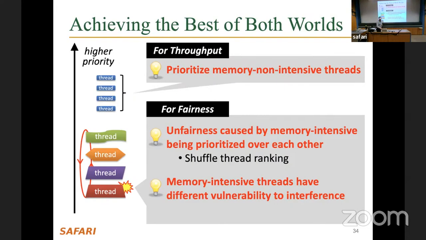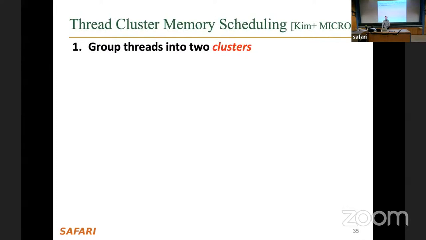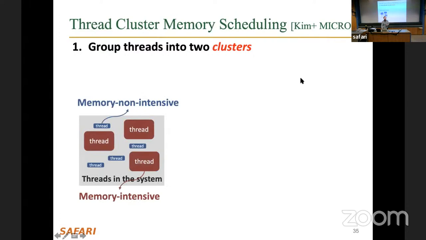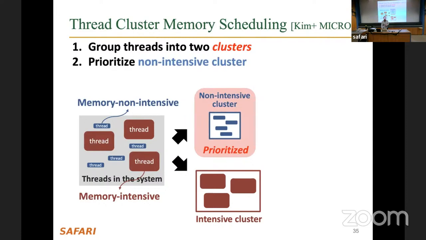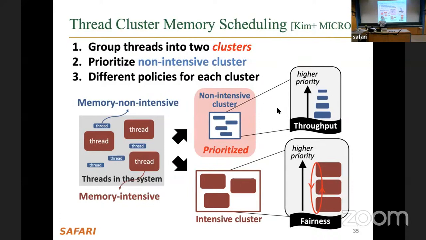Okay, I've discussed asymmetric shuffling. Okay, so basically here, it's a more complex memory controller. It groups threads into two clusters, memory non-intensive and memory intensive. And it basically prioritizes the non-intensive cluster over the intensive cluster and employs different policies in each cluster. It can also generalize this to multiple clusters, but we didn't do that. Other works actually looked at that a bit.